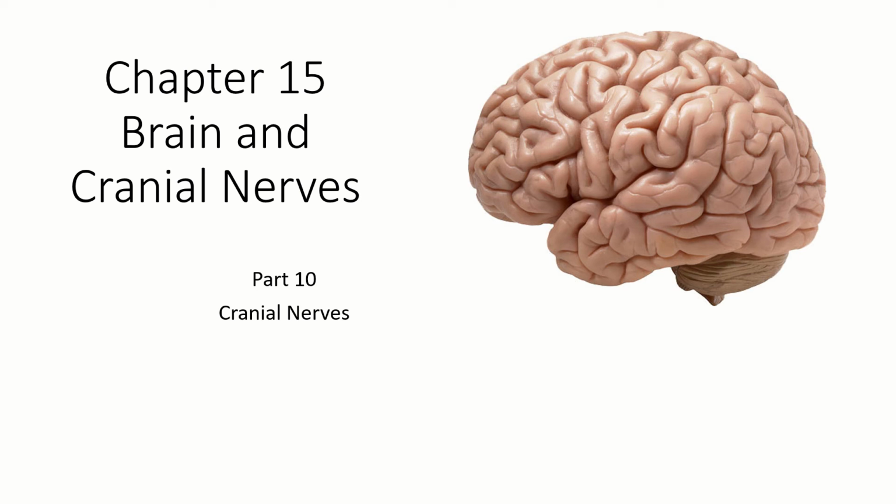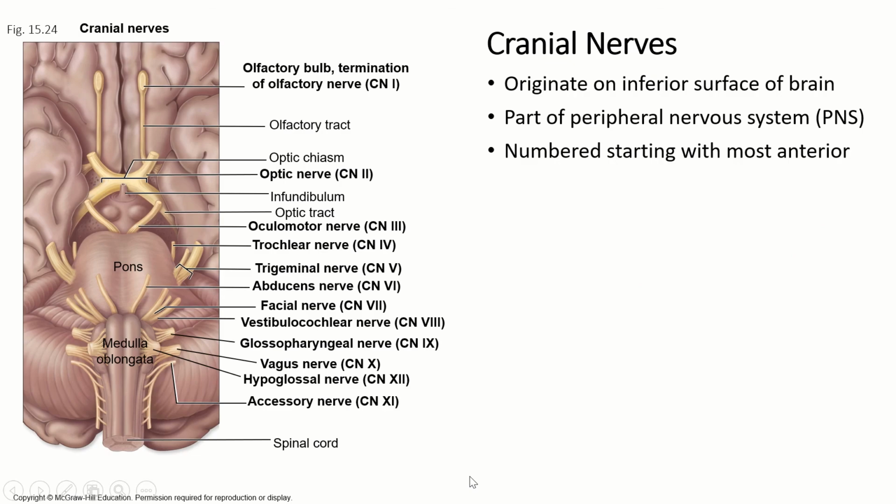All right, it's time to meet the cranial nerves. Technically part of the peripheral nervous system, because they're not part of the brain, but they do originate on the brain, and so we're going to learn them here. Now, there are 12 cranial nerves. They all originate on the inferior surface of the brain.